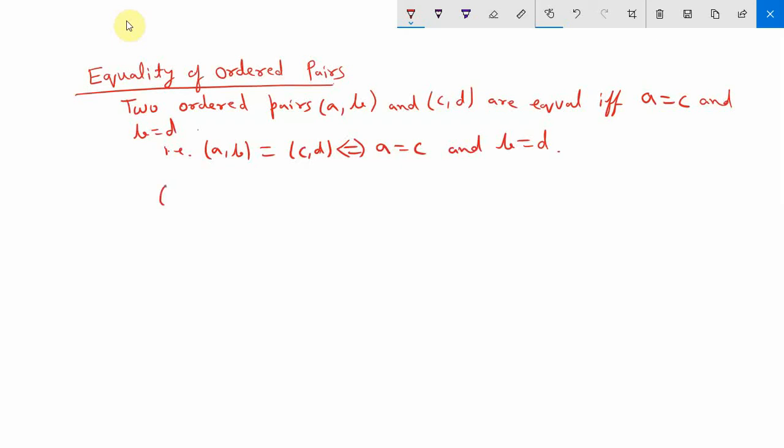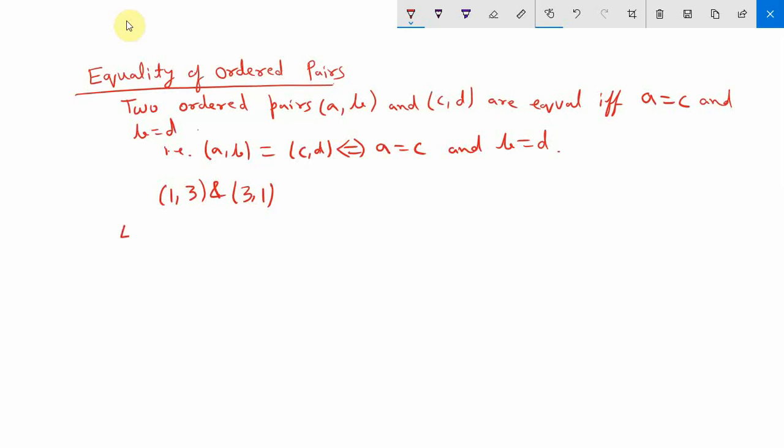See, if we consider two points (1, 3) and (3, 1), can we say these are equal? See, these are not equal. Even we can represent this on a 2D plane, then we will get different points after representing this. Okay, friends. So these two are not equal. So a should be equal to c and b should be equal to d. Then only these two will become equal.